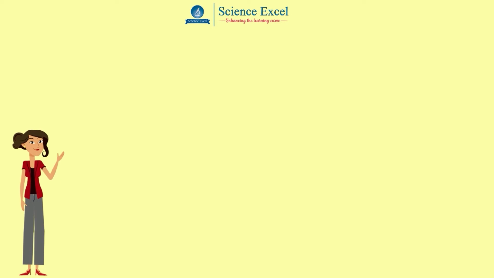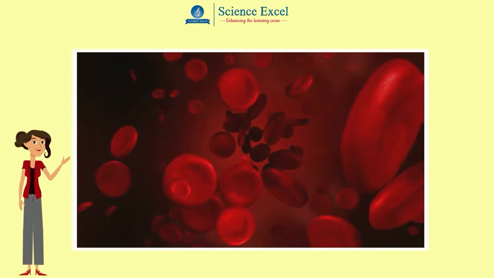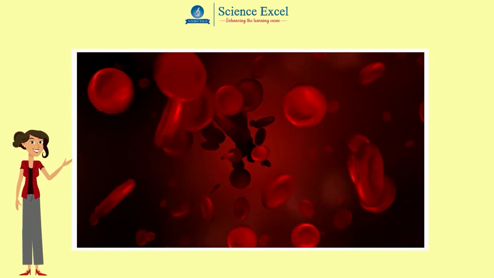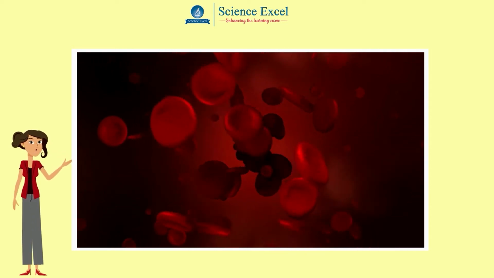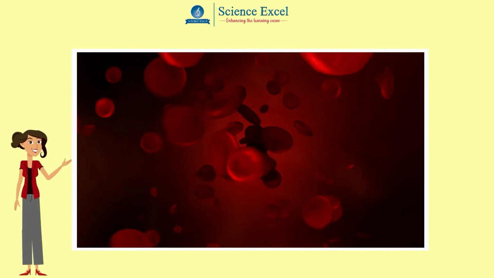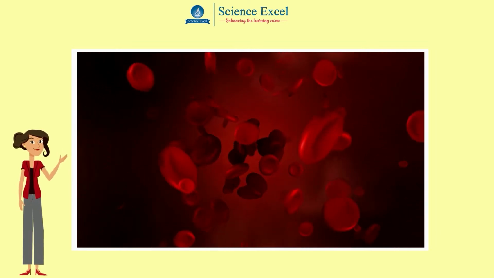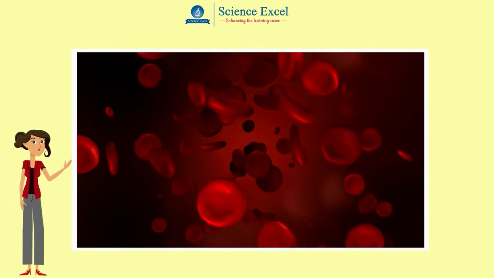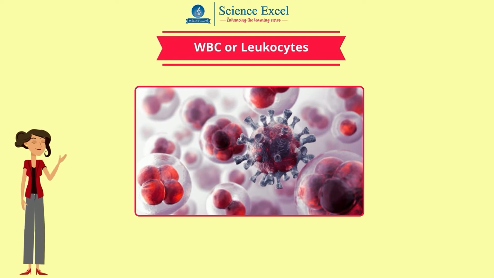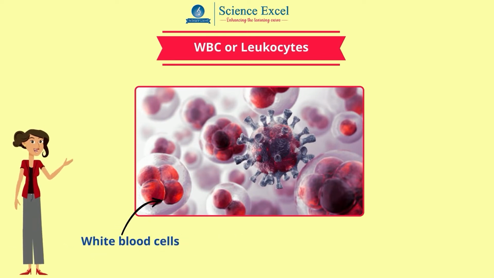The old and weak red blood cells are destroyed in the spleen, liver and bone marrow. Their iron part is retained in the liver, while the rest is excreted as a bile pigment called bilirubin. Now let us understand the role played by the white blood cells in our body.